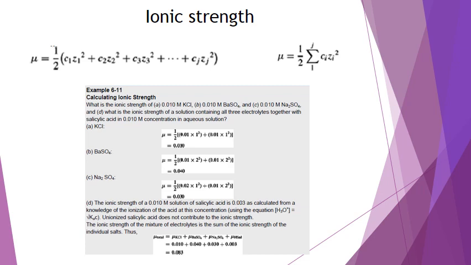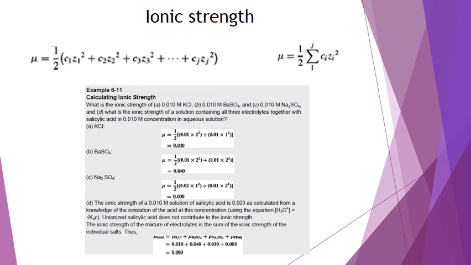So the ionic strength, mu, is equal to half multiplied by the sum of the concentration multiplied by the valence raised to the square power for each ion inside the solution. So what we are going to do is to multiply the concentration by the valence raised to the square power for each ion, and then get the sum for all the different ions inside the solution, and then divide the sum by 2.